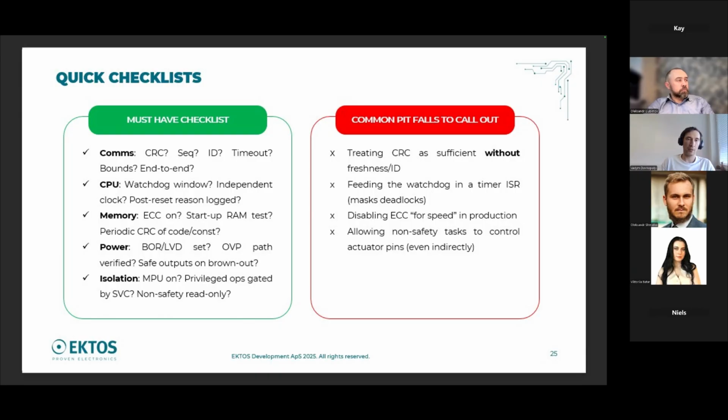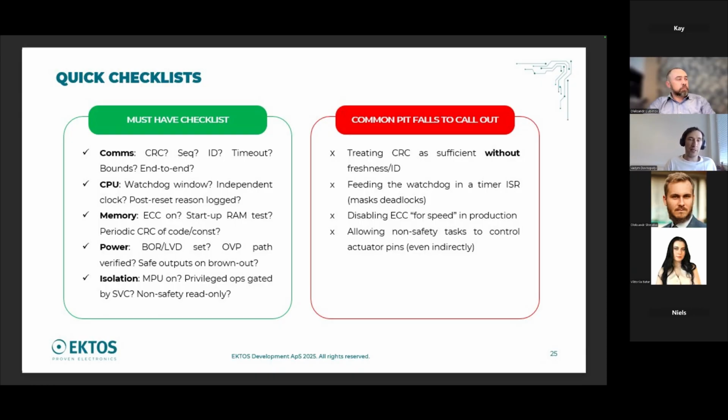Memory, does it have ECC or other test, RAM test, and how to do this? It is a very important part. And of course, power: under voltage, over voltage, how it works, how you manage this, what happens if over voltage occurs, and how it spreads on the board, so it cannot damage other parts and not only the MCU, and how to make it safe.